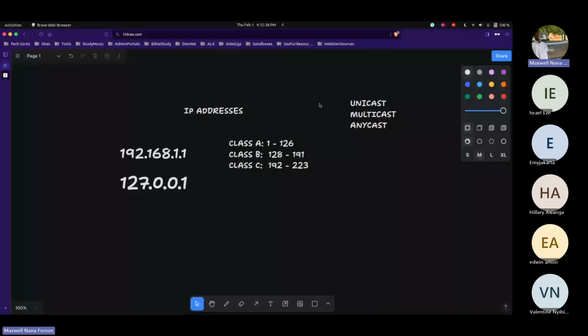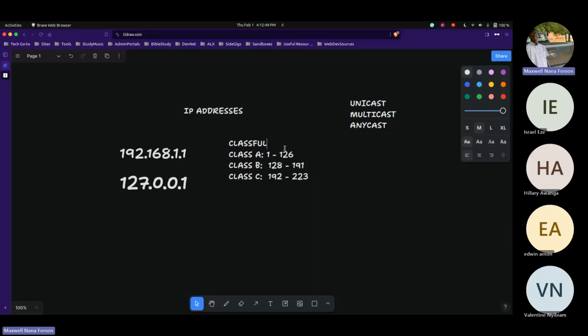Now that we know these IP addresses, like the classes, this is what we call classful IP addressing. Everything I said about one starting from 1 to 126, and the other starting from 128, and all of these. There's also another concept that I'd like you to note: the classful subnets.